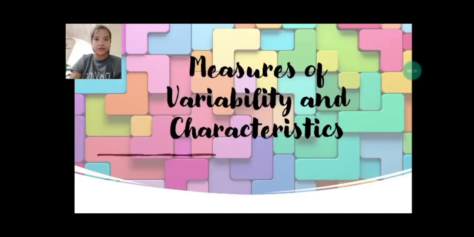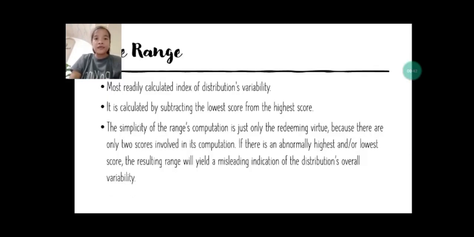First is the range. The range has three characteristics. First, it is the most readily calculated index of a distribution's variability. Second, it is calculated by subtracting the lowest score from the highest score. Third, the simplicity of the range computation is its only redeeming virtue, because there are only two scores involved in its computation. If there is an abnormally high or low score, the resulting range will yield a misleading indication of the distribution's overall variability.